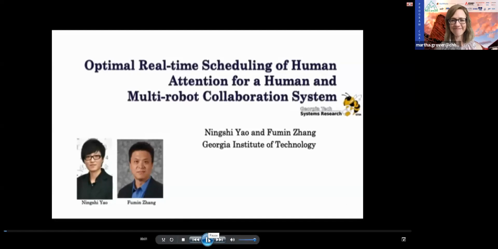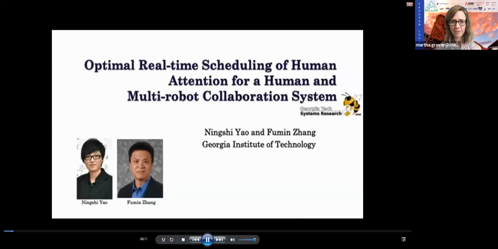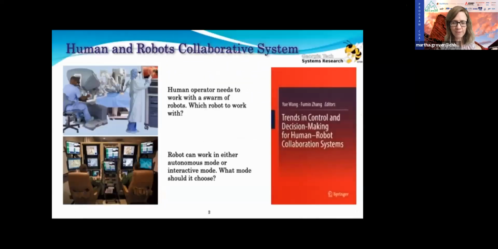Hello, we'll discuss the paper, Optimal Real-Time Scheduling of Human Attention for Human and Multi-Robot Collaboration System today. This work is done by my PhD student, Nixing Yao, and I. We are studying the problem of a human operator collaborating with a swarm of robots. The question is, which robot should the human operator work with at any given time? On the other hand, the robot can work in either autonomous mode or interactive mode. For the robot, we want to decide which mode the robot should be operating in at any given time.